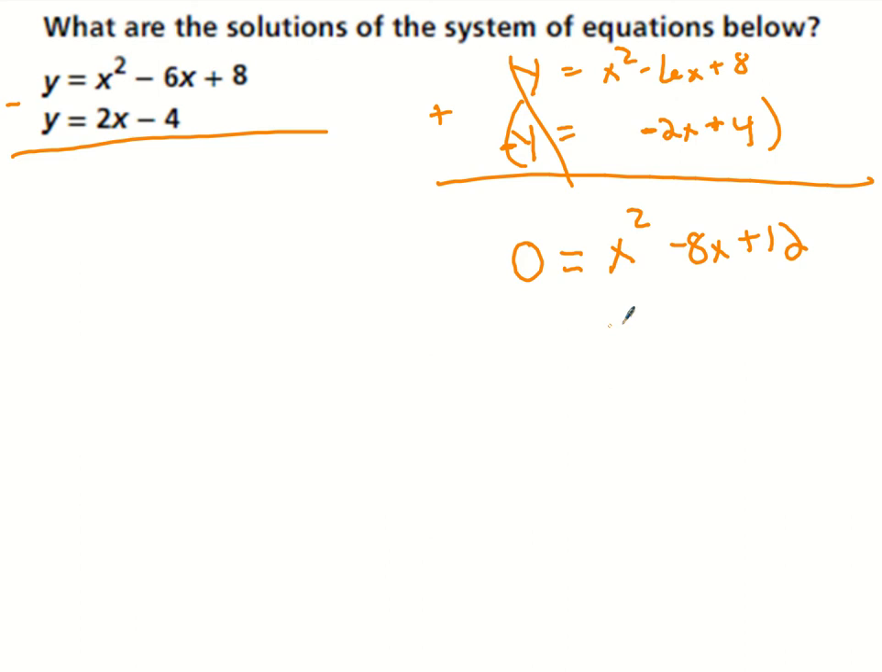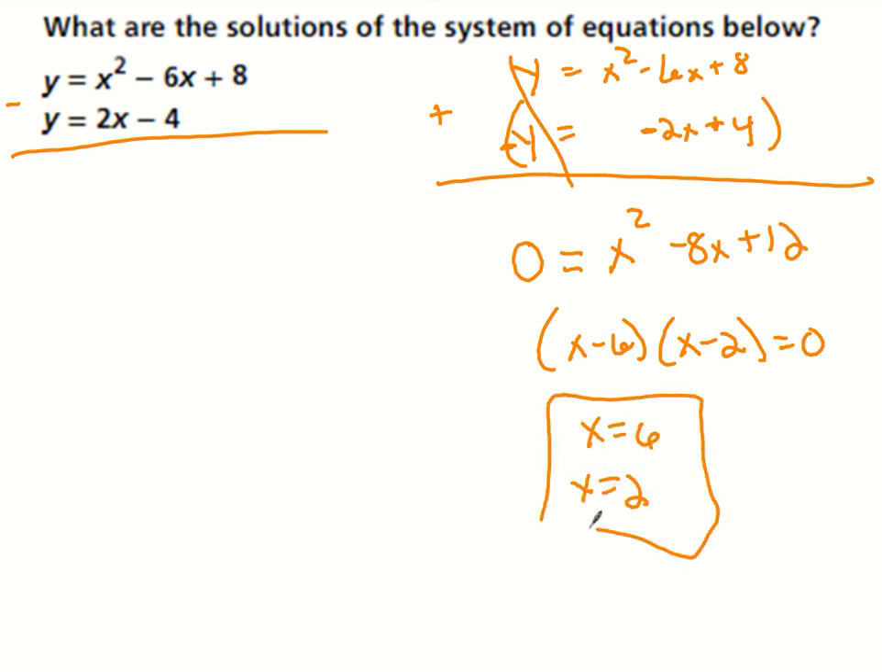This is factorable because, let's see here, 6 and 2. I knew it was factorable. It took me a second there. X minus 6, x minus 2 makes -8 and +12. So x equals 6 and x equals 2. So there's my solution to this particular system.